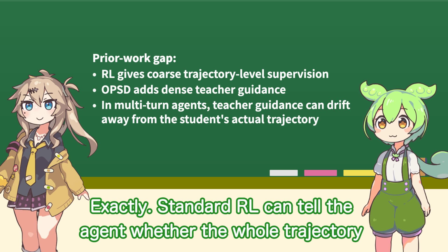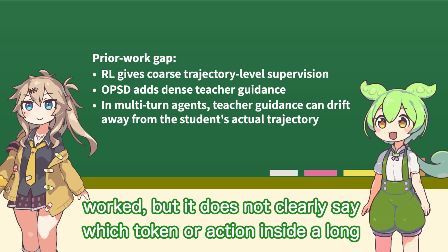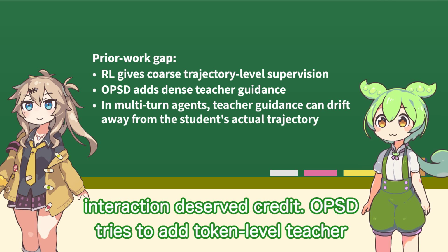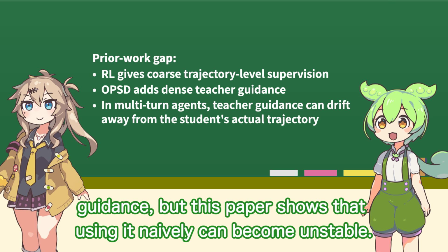Exactly. Standard RL can tell the agent whether the whole trajectory worked, but it does not clearly say which token or action inside a long interaction deserved credit. OPSD tries to add token-level teacher guidance, but this paper shows that using it naively can become unstable.